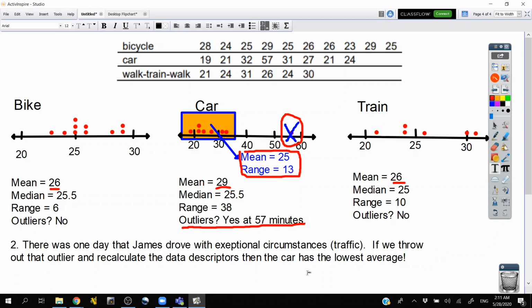Now, honestly, I don't believe this argument. When I look at the data here, I see that the bike not only has a relatively similar average, it has the smallest range. That to me is the strongest argument in this case. But this is an argument, and it definitely shows how we can use the data to support it, because the car does have the lowest average. It just has more variation, and I can see that because the range is still 13. Even if I throw out that outlier, the range biking is 6. That to me is better.